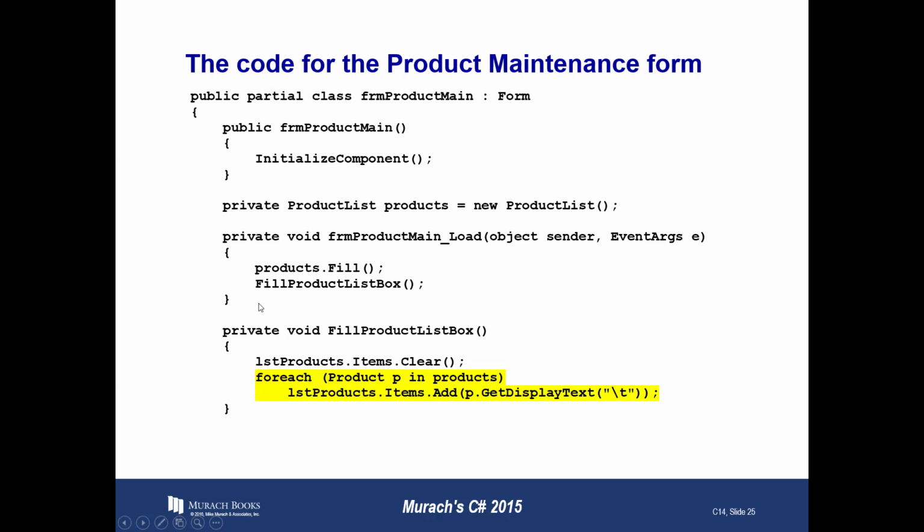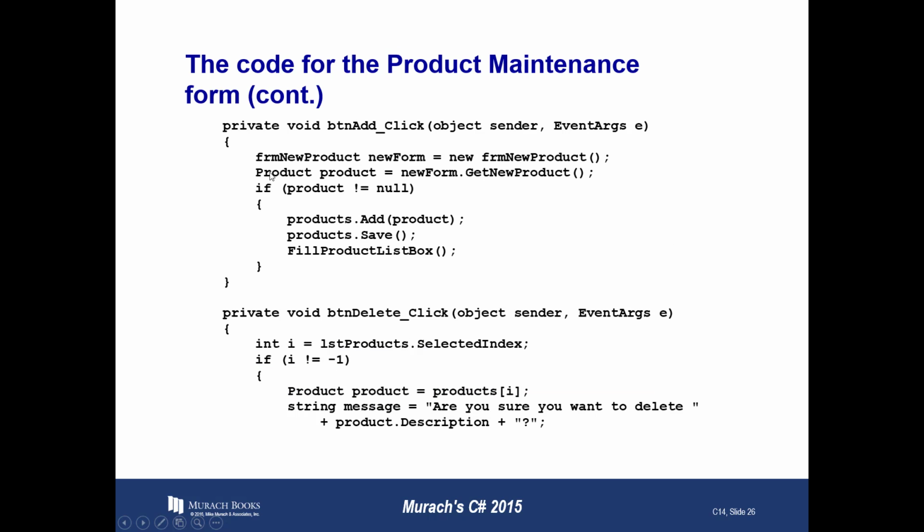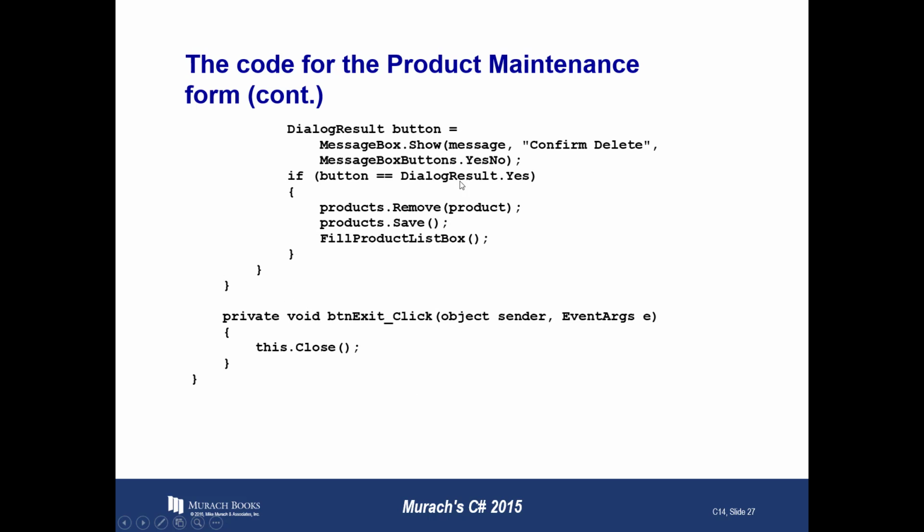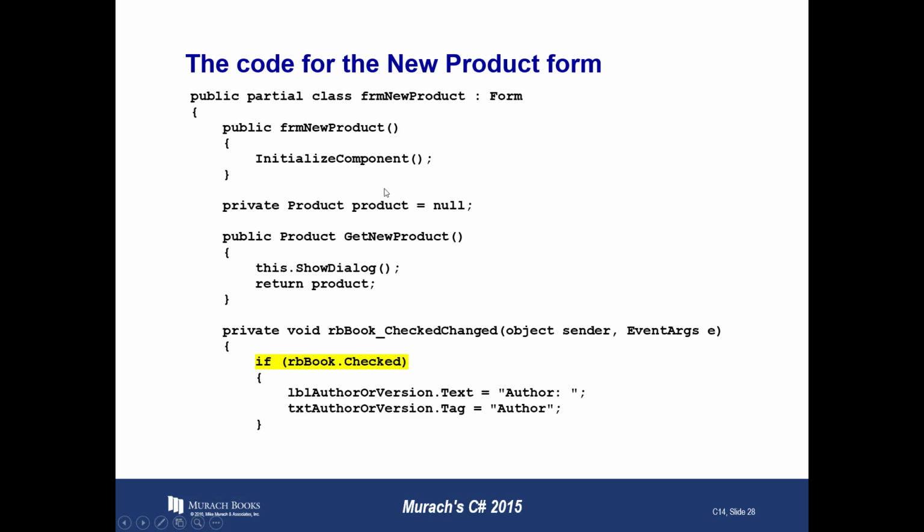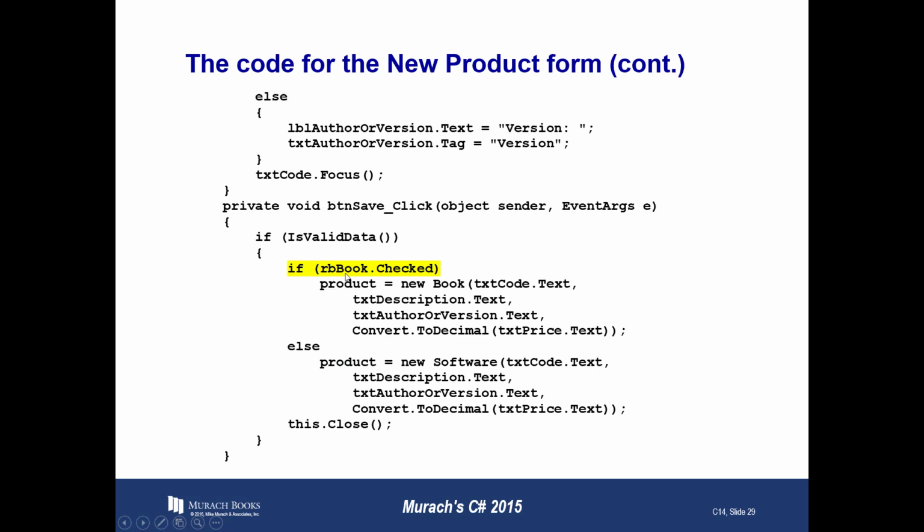Here's the code for the maintenance form. Notice a for each here. This is going to give us a list of products. This is the code for a new product form. It says if book is checked, we'll know we'll have to set the author. And we're also setting the tag. All right.